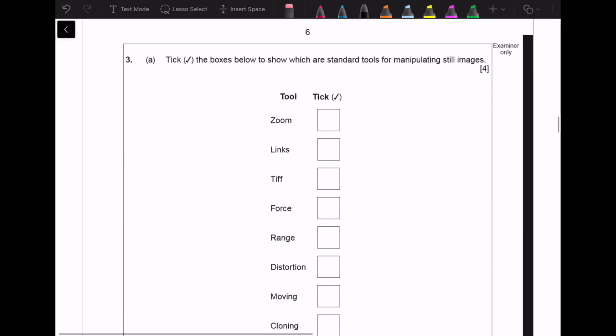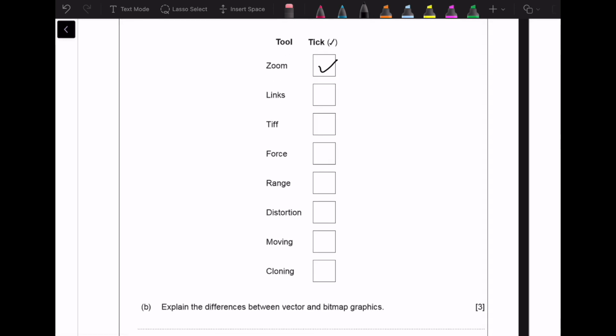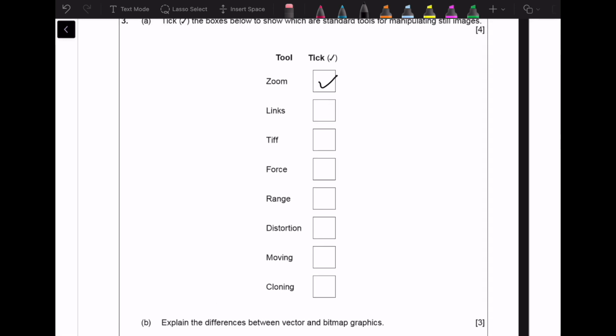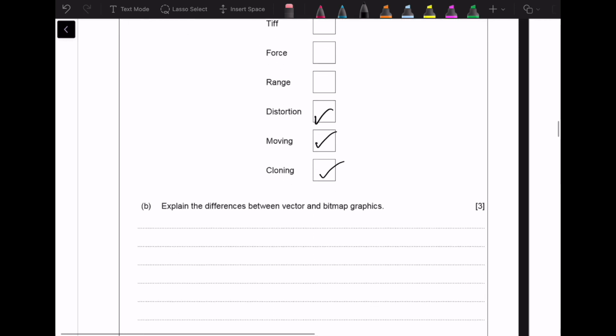So if you look at the next one, 3 is a lovely question. So it's asking for ticking different tools which are used. So a zoom would be a tool, links isn't, TIFF isn't because it's the type of image, force, no, range, no, distortion is, moving and cloning. Lovely, nice 4 easy marks there for you.